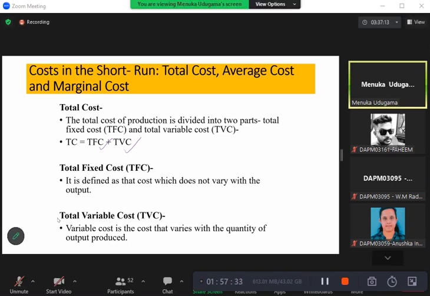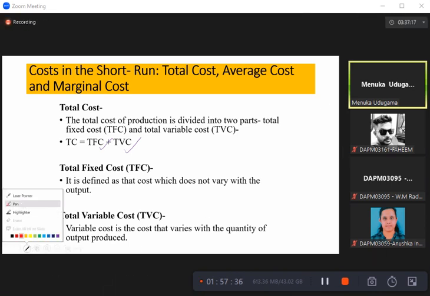So now we said that since cost, the output is a function, now it depends on the cost of the firm. Cost of the firm depends on the quantity produced by the firm. Right. So now we know that this cost is made up of two cost types, fixed cost and variable cost. So now we call this the total cost.